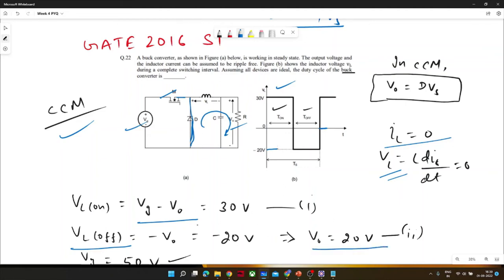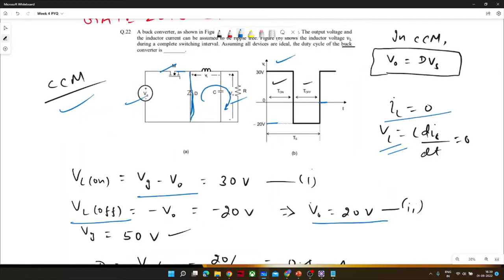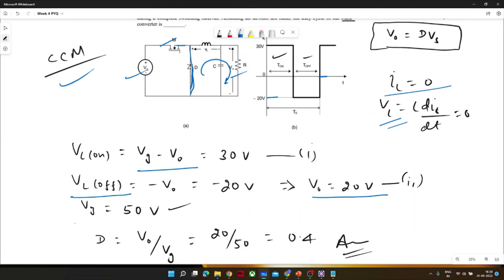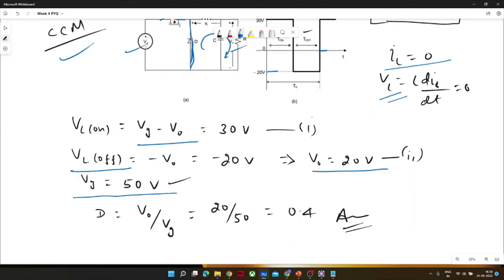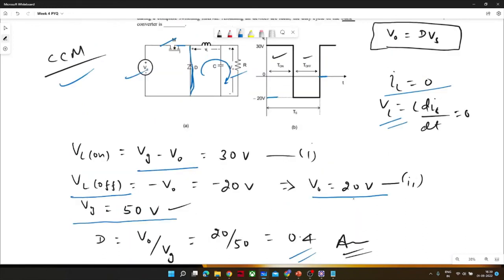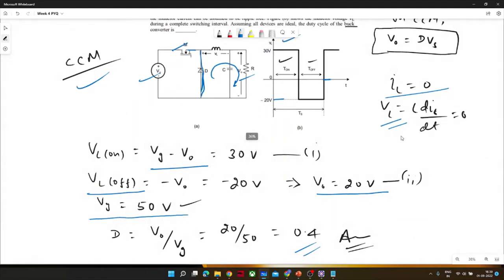Now we know V naught and Vg minus V naught. We have two equations and two unknowns. So Vg comes out to be 50 volt. We know V naught, we know Vg, so it would be 20 by 50, 0.4 would be the duty cycle. So it was a very easy problem, I guess. Any doubt in this problem?